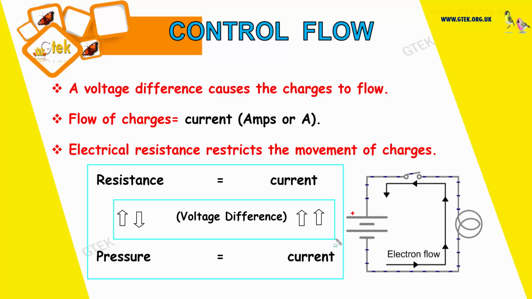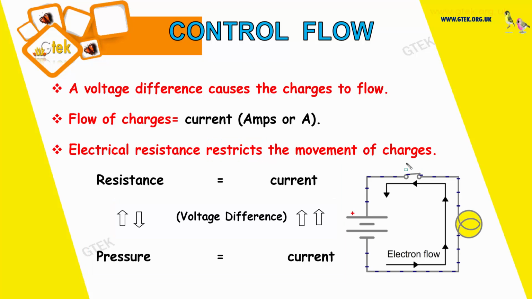So this is the voltage difference. For resistance, you can find the increase and decrease. Sometimes we find the charge increasing, and sometimes decreasing. That is nothing but emphasizing the restriction of electrical resistance on the movement of charges. So this is the overall representation of how the electron flow will be.